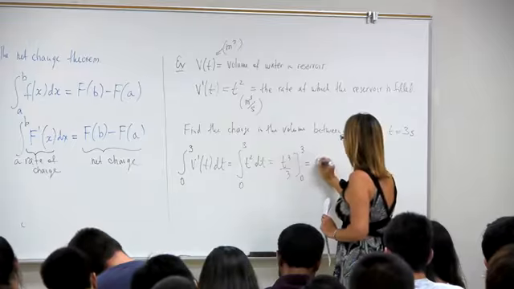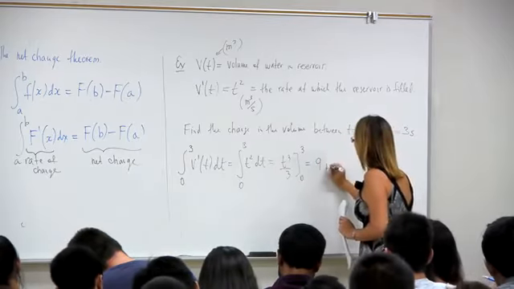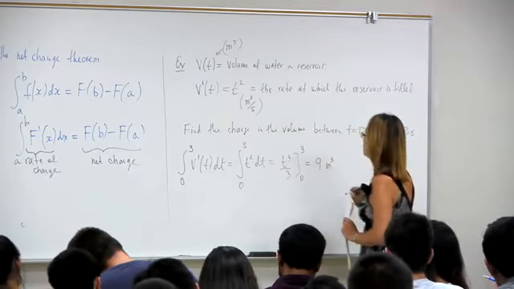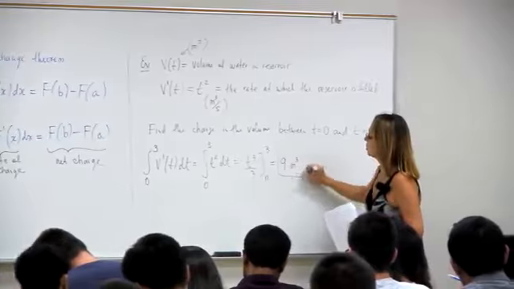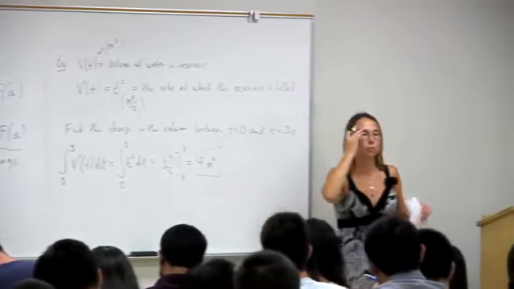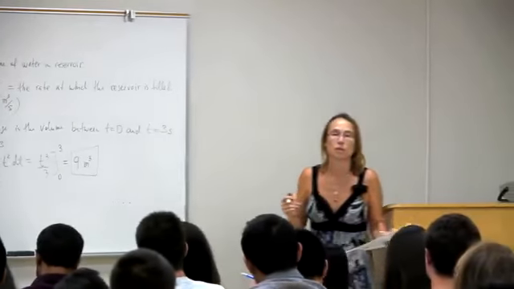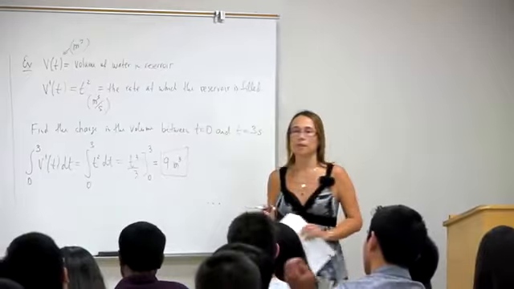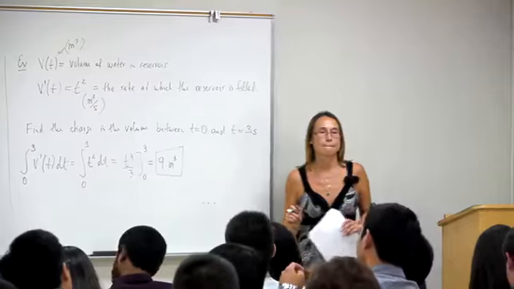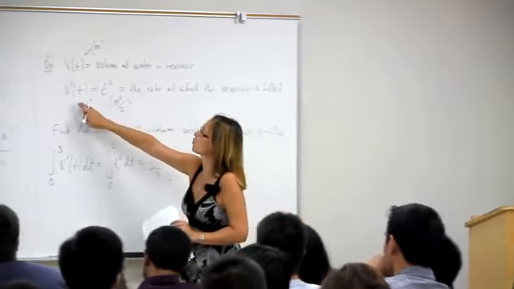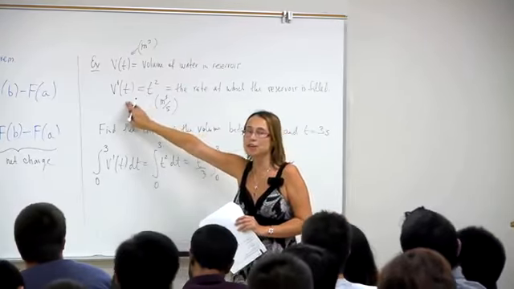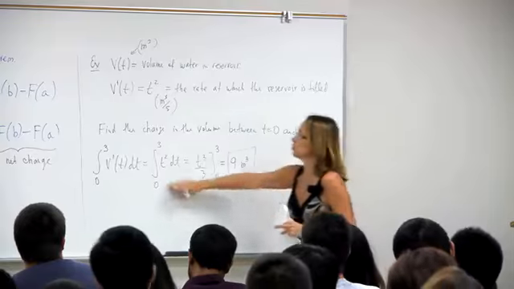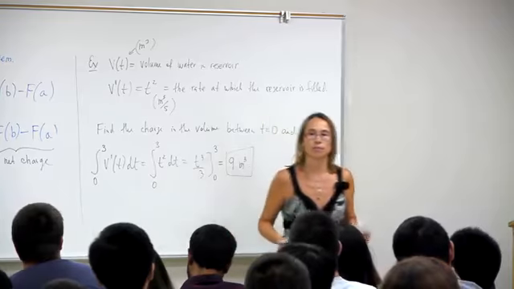So this is 9 meters cubed. Okay, so the total change in the level of water between time 0 and time 3 is 9 meters cubed. Yes. Questions? Okay, so I go from the rate of instantaneous change to the total change that occurs between 2 given moments of time. Okay. Next example.